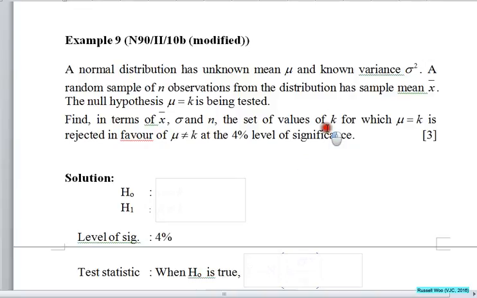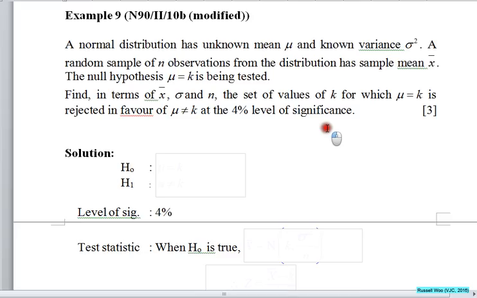Example 9. A normal distribution has mean mu and known variance sigma squared. Wow, this is difficult. You know why it's difficult? Because all are unknown, all symbols. This is a known sigma, unknown mean.